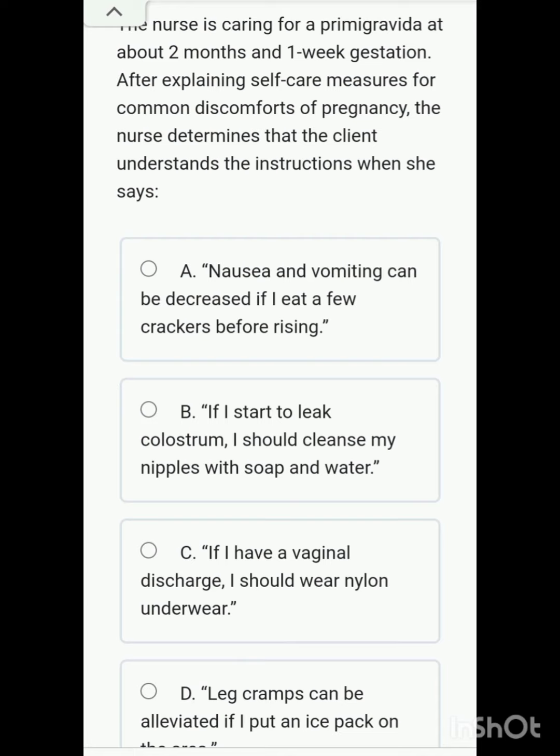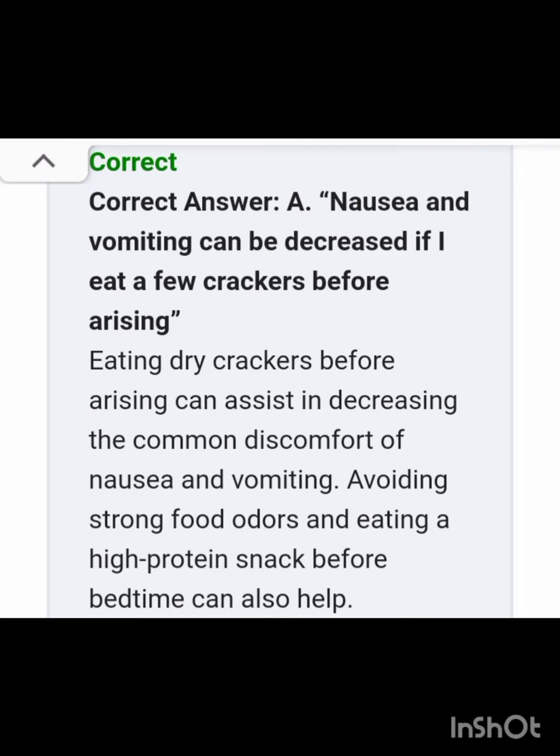Wrong. If I have a vaginal discharge, I should wear nylon underwear. This is wrong. And leg cramps can be relieved if I put an ice pack on the leg. Yeah, this may be right, but it is not suitable in this situation. So the right answer is nausea and vomiting can be decreased if I eat a few crackers before arising.